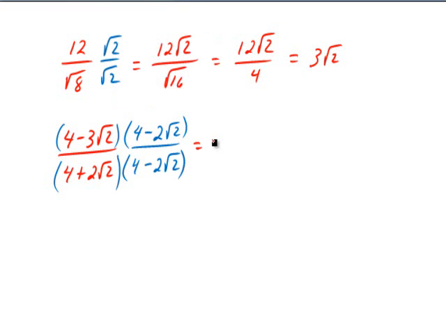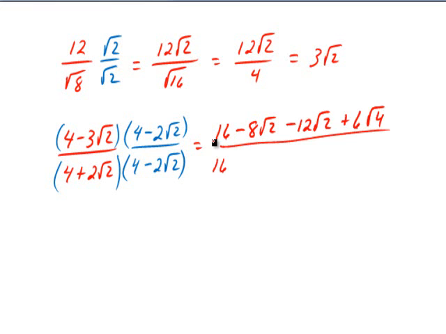If I expand the numerator, 4 times 4 is 16. 4 times negative 2 root 2 is negative 8 root 2. Negative 3 root 2 times 4 is negative 12 root 2. And negative 3 root 2 times negative 2 root 2 is positive 6 root 4. In the denominator, 4 times 4 is 16. 4 times negative 2 root 2 is negative 8 root 2. 2 root 2 times 4 is positive 8 root 2. And 2 root 2 times negative 2 root 2 is negative 4 root 4.